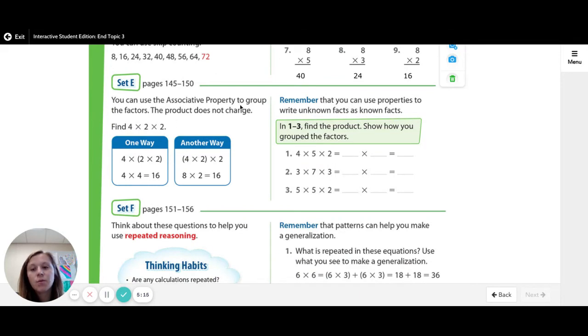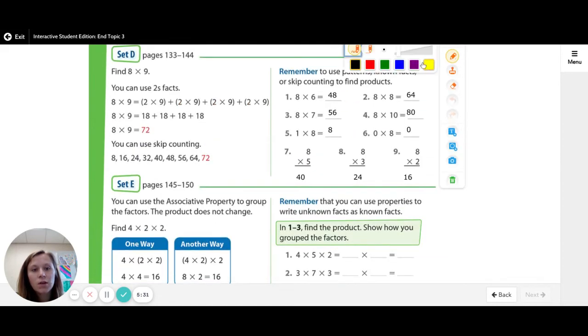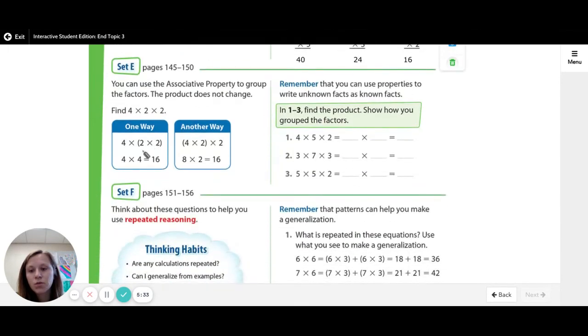You can use the associative property to group factors, and the product does not change. So we can think about 4 times 2 times 2. We can multiply them in any order, and it will be the same. So if we're thinking about 4 times 2 times 2, these parentheses tell us to do that first. So if we have parentheses around 2 times 2, they just brought this answer down here. So they did 4 times 4 to get 16. They tried it another way. They did the 4 times 2 first and had 8, and then just brought down the other 2 to multiply, and they got 16 both ways.